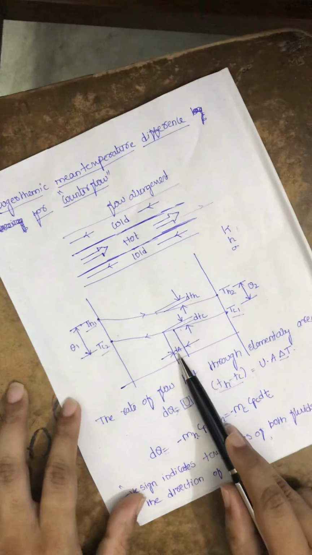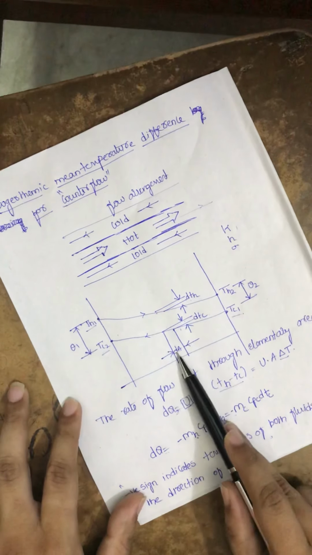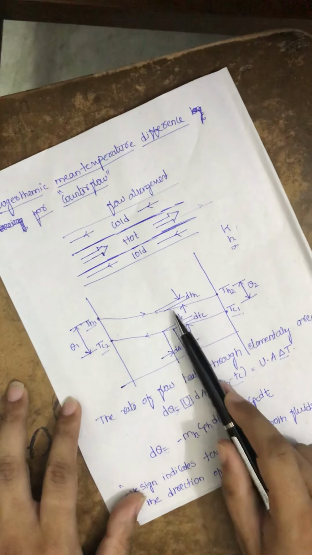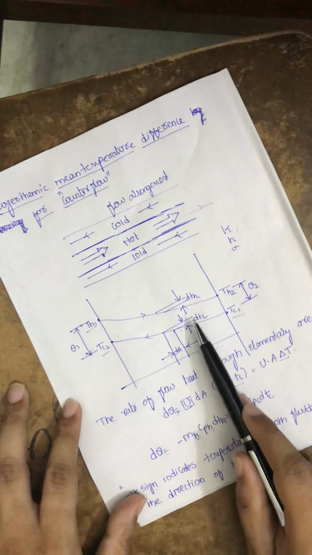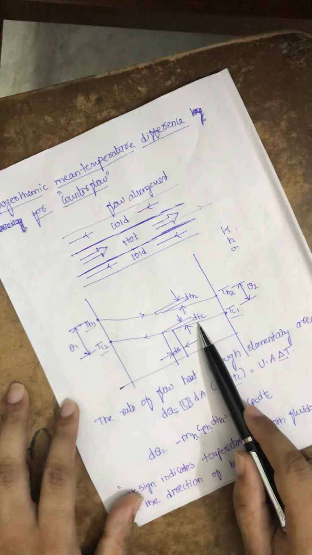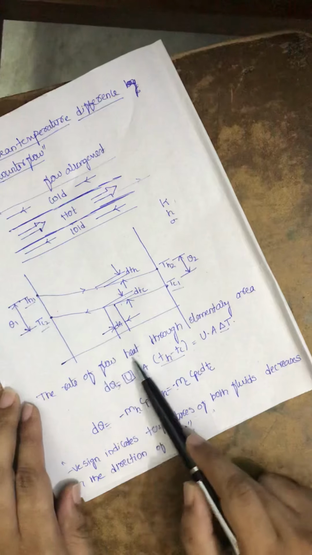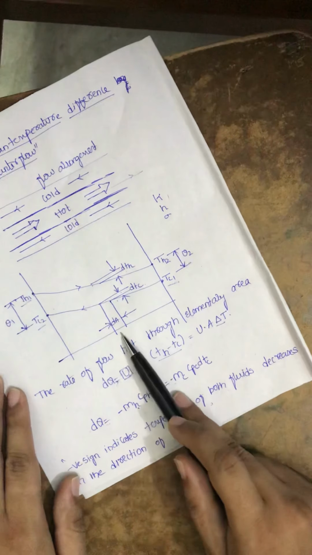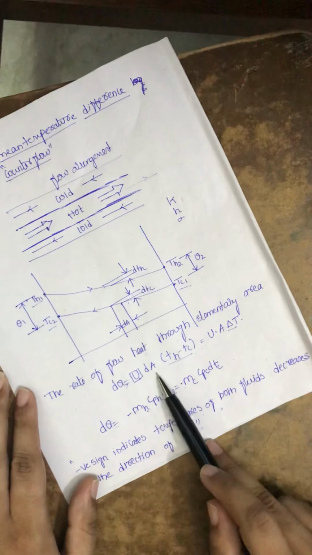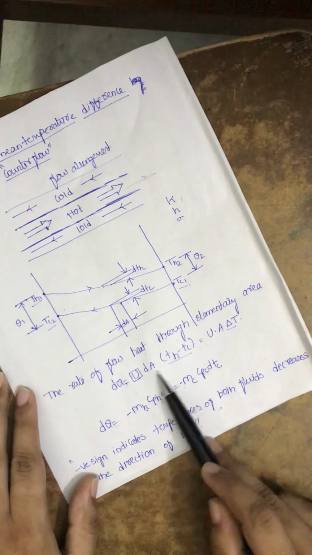In the elemental area we took dA, a small area dA. In this small elemental area, the change in temperature in the hot fluid is dTh, and the change in temperature of the cold fluid is dTc. Now we are going to write the rate of heat flow through the elemental area dA. It is a simple thing: U dA (Th minus Tc). This is a simple logic.